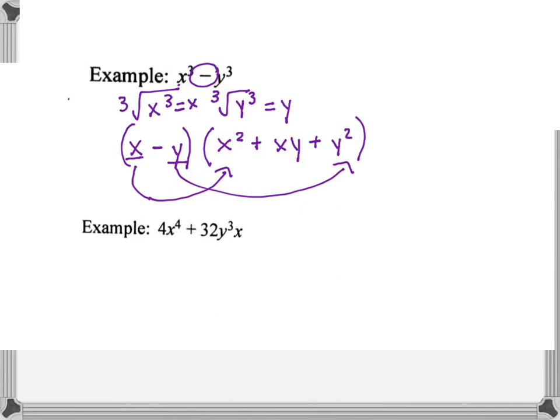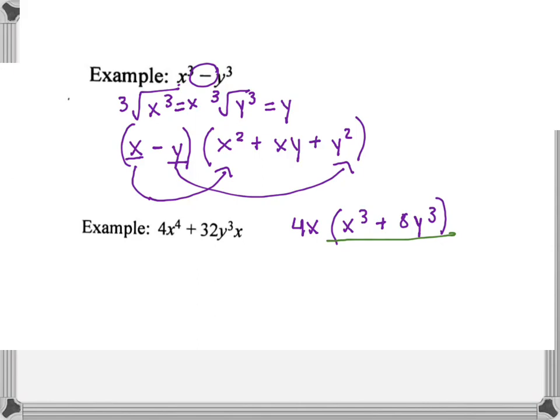That seems a little bit confusing right now, but we're just going to try another example so that it becomes less confusing. First, with this expression, we're going to take out a 4x. So we're going to do 4x times x cubed plus 8y cubed. Now we can recognize that this expression right here is a difference of cubes, and that can be with addition or subtraction, it doesn't matter. But this time, since it is addition, it's going to look a little different.